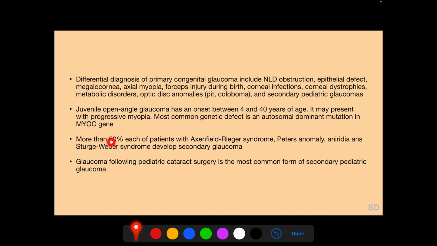More than 50% each of patients with Axenfeld-Rieger syndrome, Peter's anomaly, aniridia, and Sturge-Weber syndrome can develop secondary glaucoma. And glaucoma following pediatric cataract surgery is the most common form of secondary pediatric glaucoma.